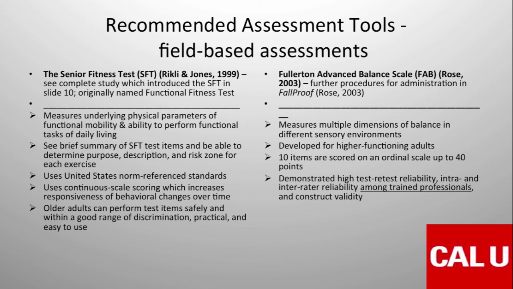The Fullerton Advanced Balance Scale is another common test. It measures multiple dimensions of balance in different sensory environments. It's developed for higher functioning adults. There are 10 items that are scored on an ordinal scale of up to 40 points. It is demonstrated that high test-retest reliability and inter-rater reliability are very good aspects of the Fullerton Advanced Balance Scale, and it's used quite consistently between trained professionals and has a good construct validity.